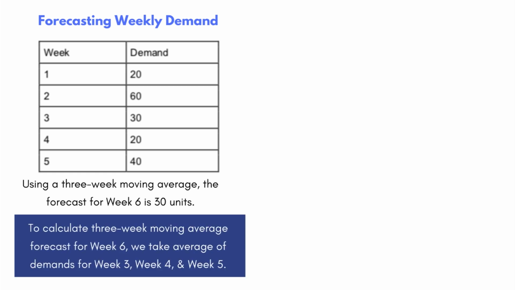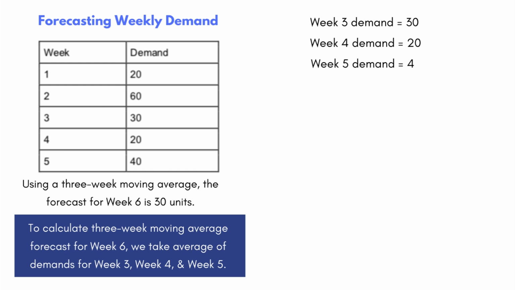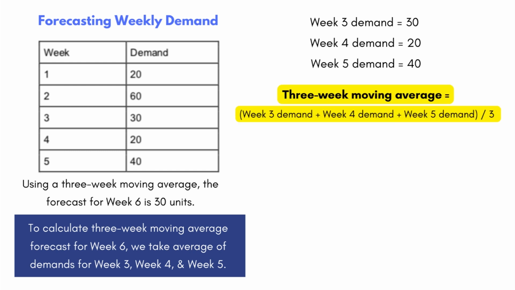To calculate the 3-week moving average forecast for week 6, we take the average of the demands for week 3, week 4, and week 5. The week 3 demand is 30. The week 4 demand is 20. The week 5 demand is 40. The 3-week moving average equals week 3 demand plus week 4 demand plus week 5 demand, divided by 3.